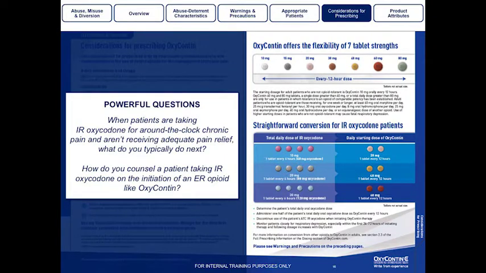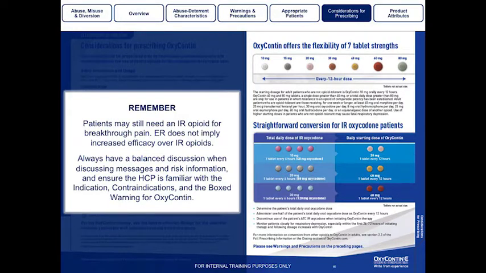Once you have shared how to properly initiate or convert appropriate patients to OxyContin, you might ask: when patients are taking IR oxycodone for around-the-clock chronic pain and aren't receiving adequate pain relief, what do you typically do? Or, how do you counsel a patient taking IR oxycodone on the initiation of an ER opioid like OxyContin? Remember, patients may still need an IR opioid for breakthrough pain. ER does not imply increased efficacy over IR opioids.